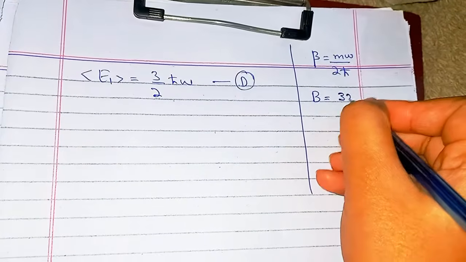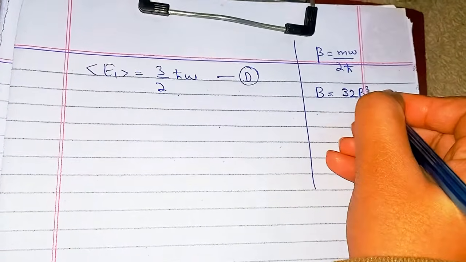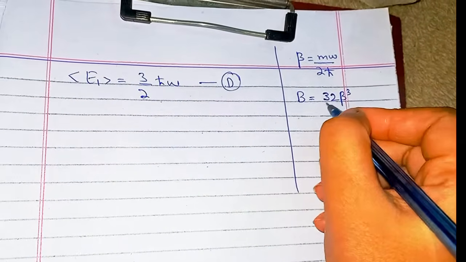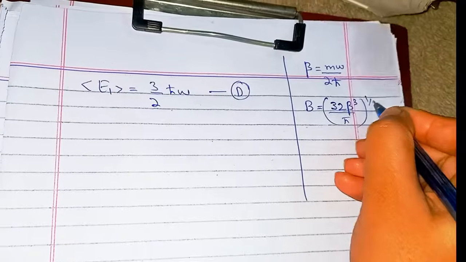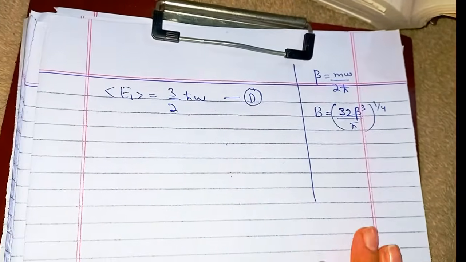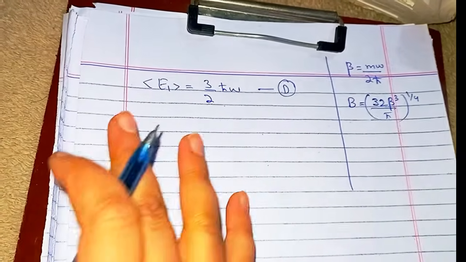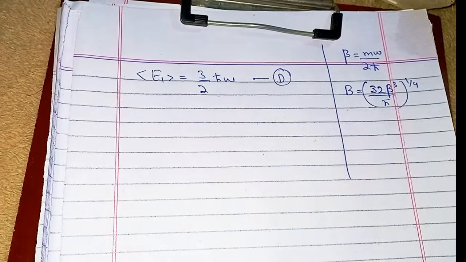What's the value of beta? We'll use this value of b here, 32 beta cube by pi power 1 by 4. Okay, we'll write them in rough work so that we can put it back into the equation for the trial wave function, so that we can get the wave function for the first excited state.